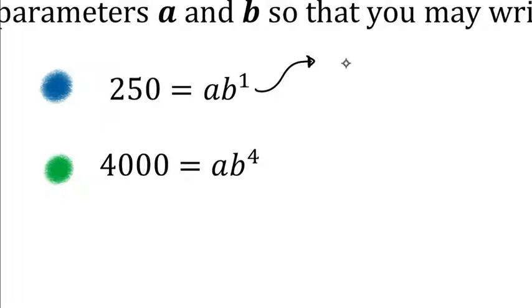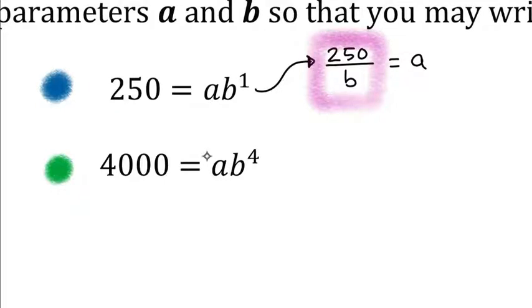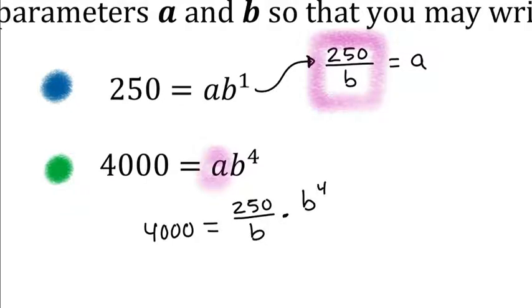I'm going to divide both sides of that equation by b. When I do, I get 250 divided by b is the same thing as a, right? I just divided both sides by b. What's nice is I now have this expression 250 over b, which is a valid substitution for a. So I can replace a in that second equation with 250 over b. So if I do that, the second equation becomes 4,000 equals 250 divided by b times b to the 4th power.